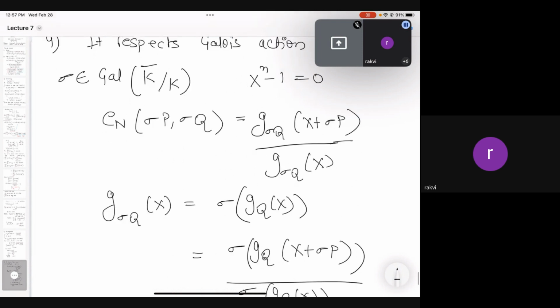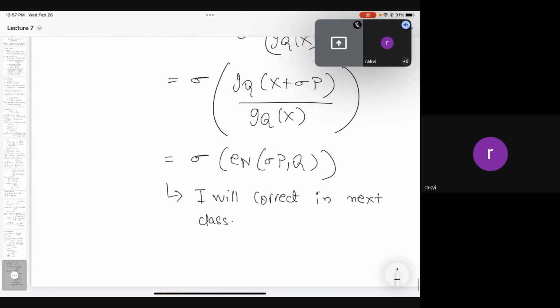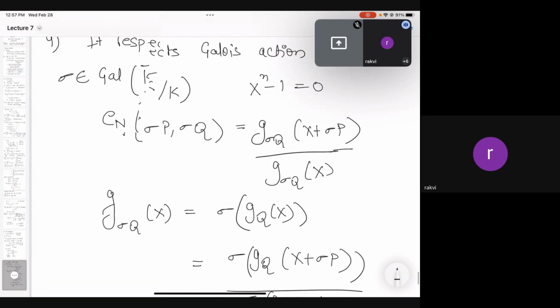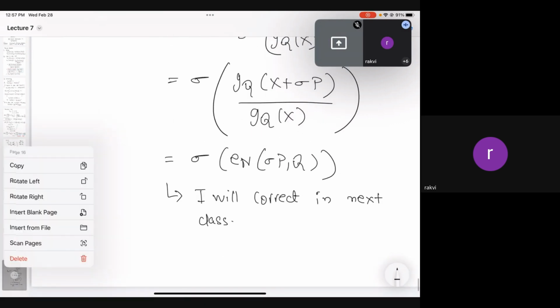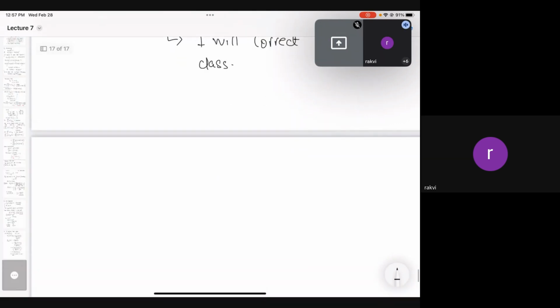I'll just look at it again, but I want to say that if we take the Weil pairing of sigma P, sigma Q, that's the same as taking e_n of P, Q and applying sigma to it. So this should be equal to sigma of e_n of P, Q. I'll just look at its proof again.